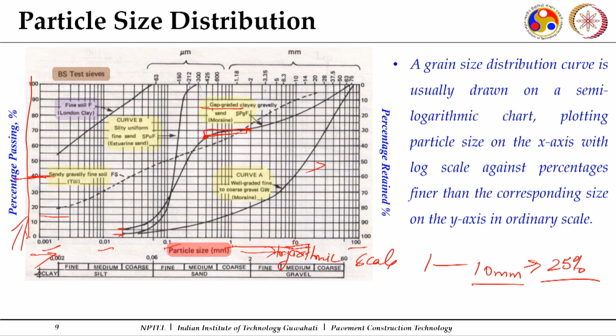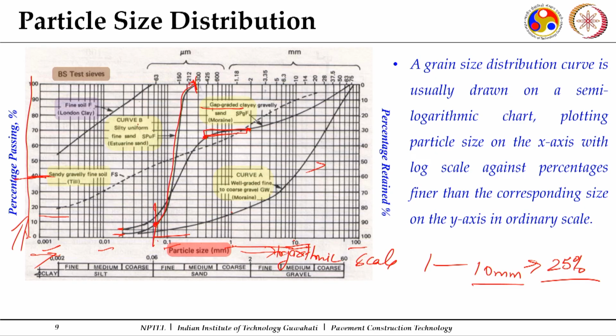Now, the other one shows this kind of curve, where you can see all my percentages are within a very small range. Here it is 100% passing, and for this particular curve, here it is 10% passing. So, within this narrow range of sizes, all my material is available. So, this becomes a uniform graded soil.